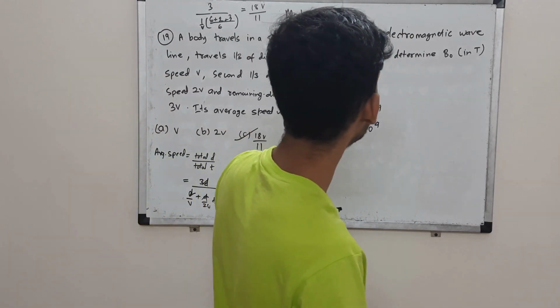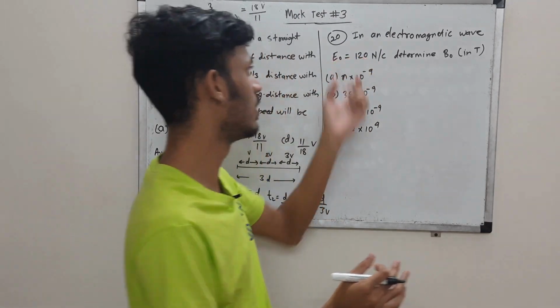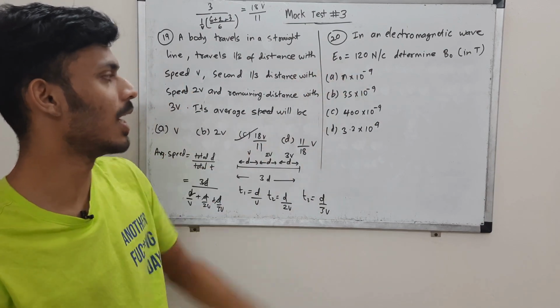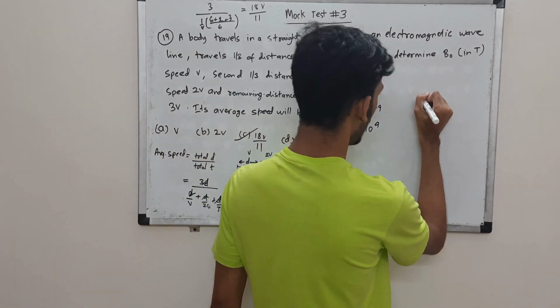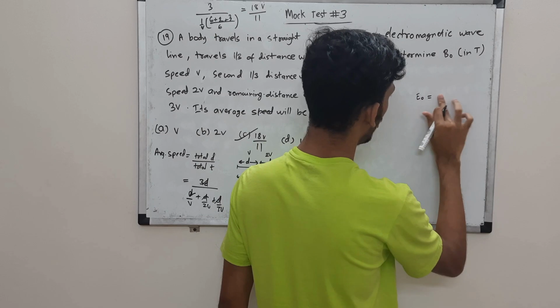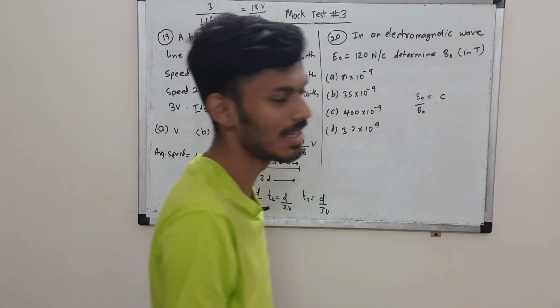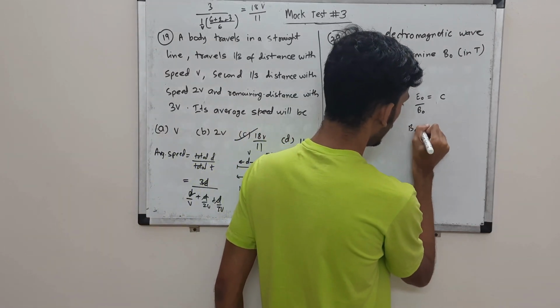Okay, let's come to this one. This one is also straightforward. In an electromagnetic wave, you are given the maximum value of the electric field E naught to be 120 Newton per coulomb, and you are supposed to determine B naught. Pretty straightforward. The formula is E naught by B naught is equal to C, where C is the speed of light. So B naught will be E naught by C.